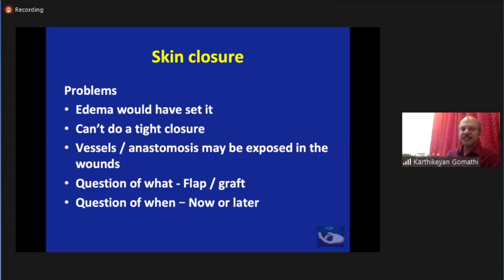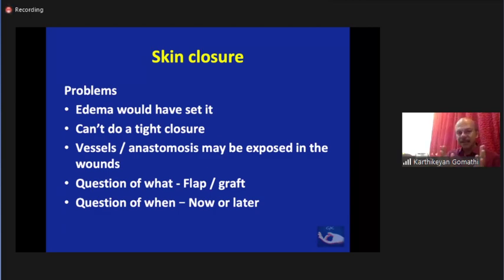We have released it. We have seen the nice pink flush that occurs on the tip, which is going to tell us that the circulation is adequate. Now, this pink flush should be monitored. It is not the end of the surgery because there are so many other factors that can go wrong. So we need to now go for a skin closure. Now, the problem with skin, even though it was a guillotine amputation, the problem now is edema would have set in.